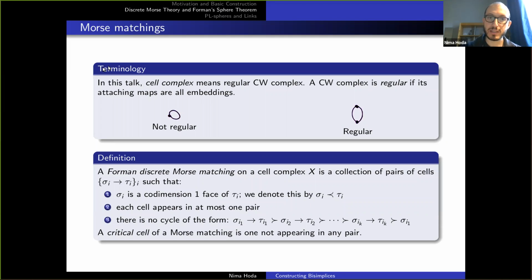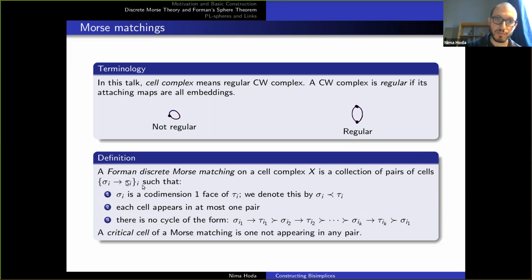When I say cell complex in this talk, I mean a regular CW complex. A CW complex is regular if its attaching maps are all embeddings. So the loop, or the graph with one vertex and one edge, is not a regular CW complex, but a multi-edge, as shown here, is a regular CW complex. That's allowed.